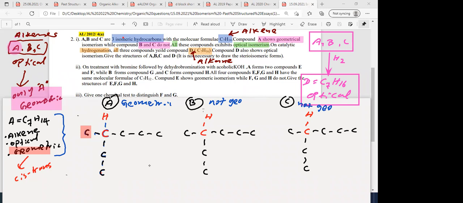Now where to put the double bond in the first one? Only A is geometric, so that means there must be cis-trans. That means two different groups are attached to each carbon atom around the double bond. I told you, here I can't put the double bond.